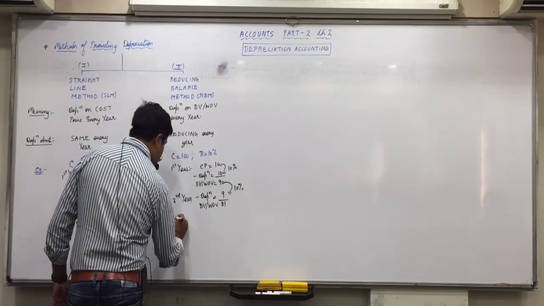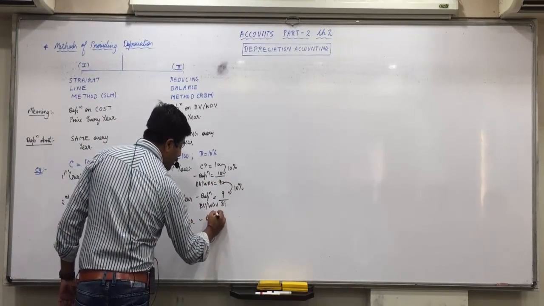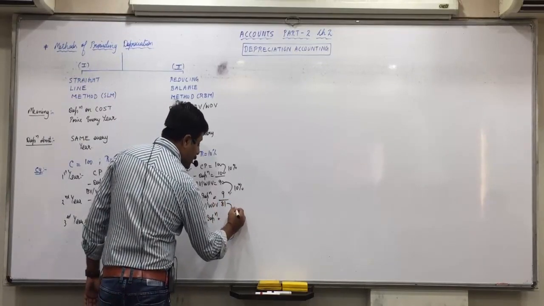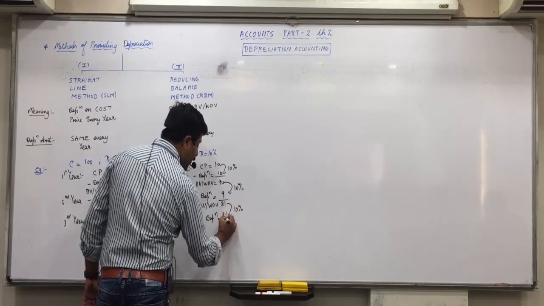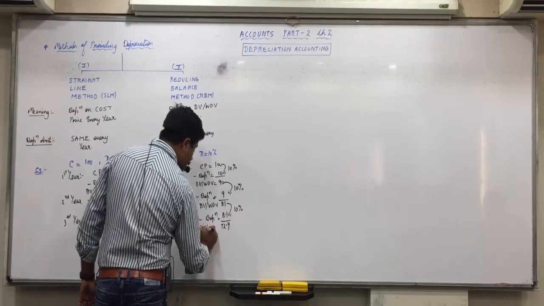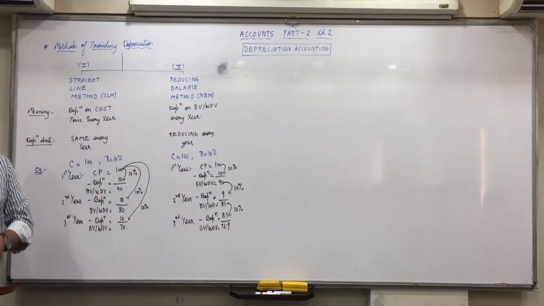So if I do it for one more year, third year, then how will we count depreciation in the third year in reducing balance method? 81's 10%, 8.1, 72.9 will be its book value or written down value, and so on. Did you understand this concept, everyone? Anyone having any confusion with the concept of the two methods?